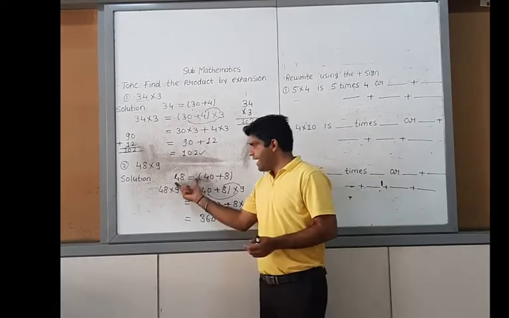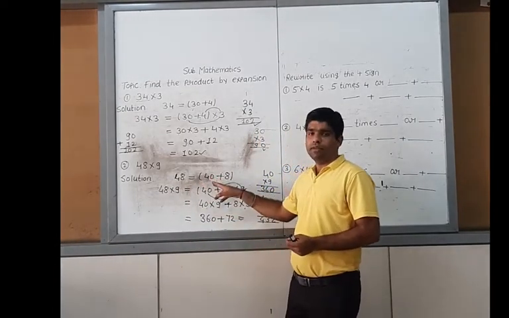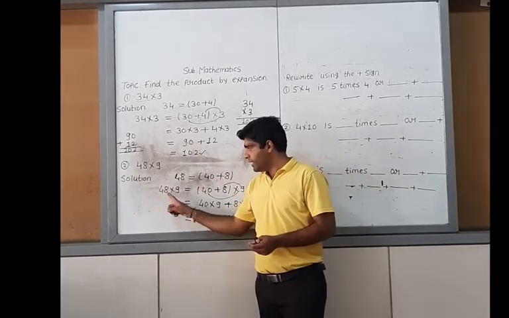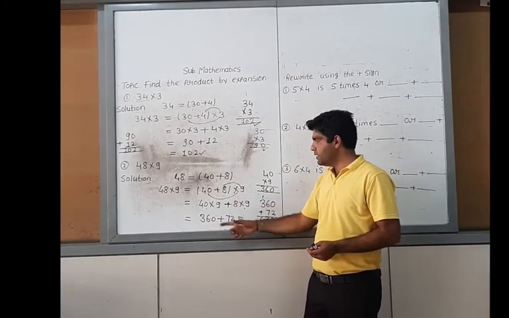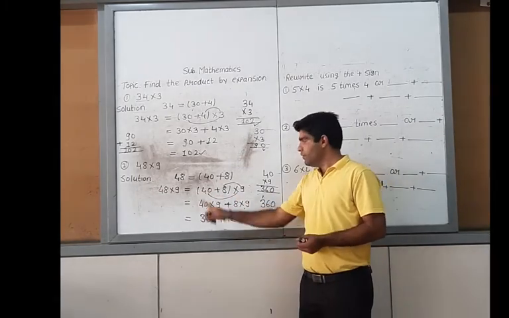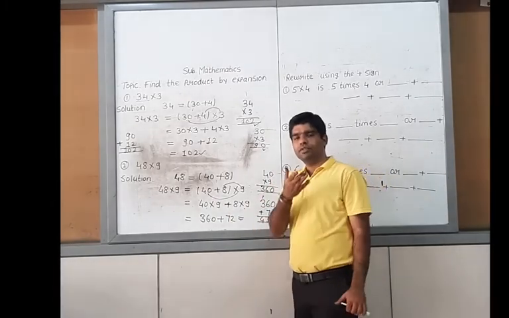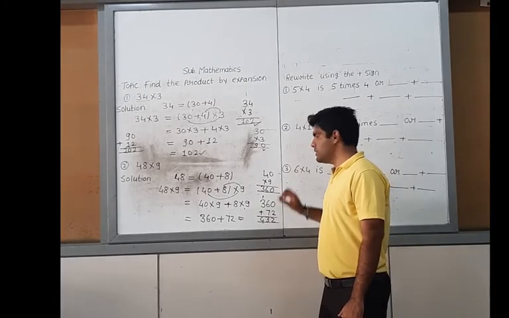This is the expansion method we have to use. 48 you can write as 40 plus 8. 48 multiplied by 9 is 40 plus 8, multiplied by 9. So, simple multiplication. 40 multiplied by 9, you have to solve it. The correct answer is 360. You can also write 360.